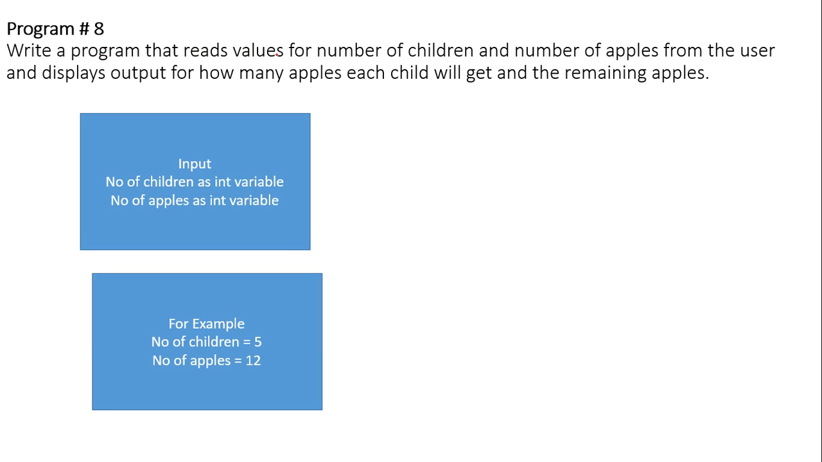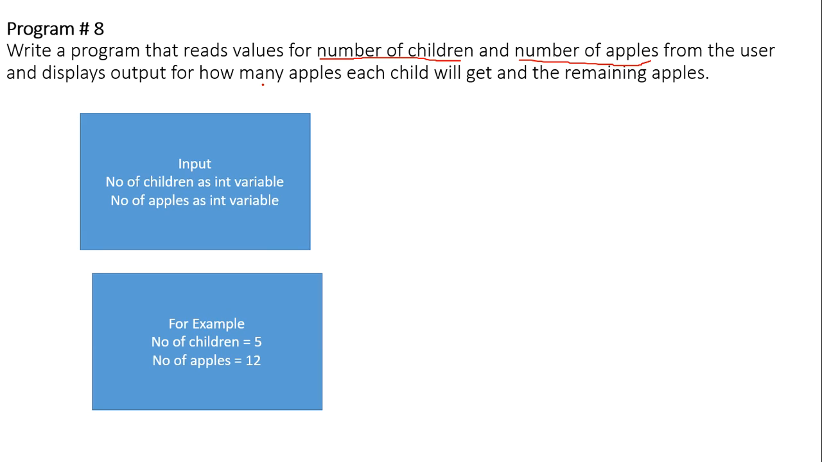Write a program that reads values for number of children and number of apples from the user. So there we have two inputs. The first one is number of children and the second one is number of apples. The program displays output for how many apples each child will get and the remaining apples. And what should be the output?